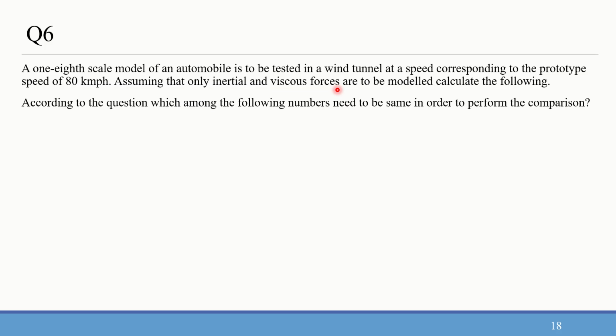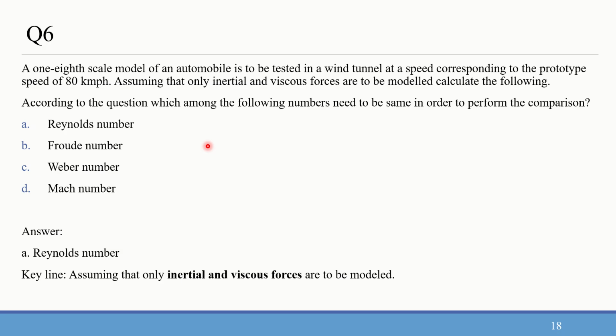Reynolds number is the ratio of the inertial force to the viscous force. So according to the question, which among the following numbers need to be the same in order to perform the comparison? Option A, it is Reynolds number. Option B, it is Froude number. Option C, it is Weber number. And option D, it is Mach number. So we know that in the question it is given that only inertial and viscous forces are to be modeled, and based on that we can say that the answer is Reynolds number. Option A is the right answer. And the key line: assuming that only inertial and viscous forces are to be modeled.